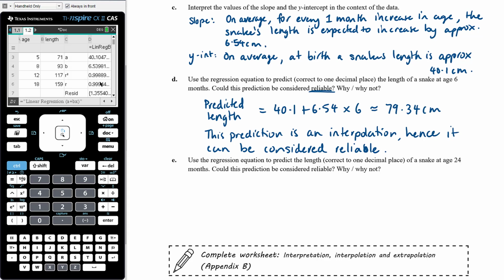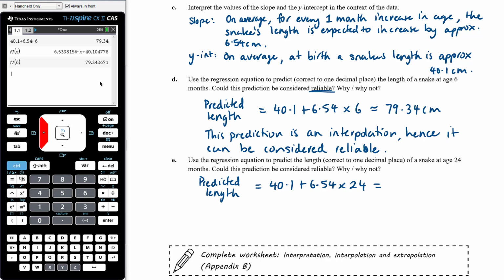Use the regression equation to predict the length, correct to 1 decimal place, of a snake at age 24 months. Okay, so again, predicted length, 40.1 plus 6.54 times the number of months, which is 24. Okay, over in my CAS. So again, rather than retyping it, I can scroll back up to the calculation I did previously, press enter to copy it down, and just edit the 6 months to change it to 24 months. Okay, again, you want to look to be efficient if you can.